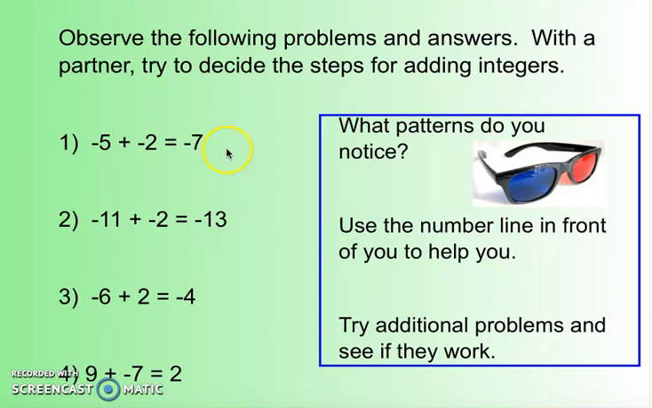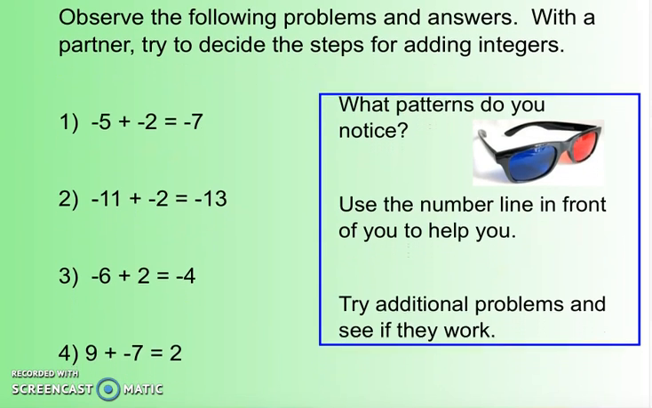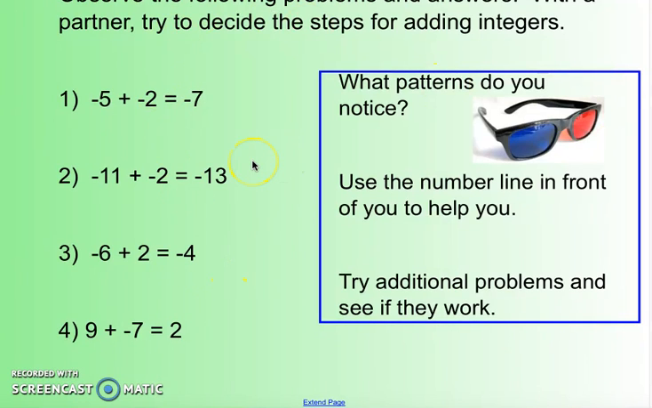Think about that. Here are some additional problems. Do your rules follow the same pattern as these 4 problems? Look at the pattern.